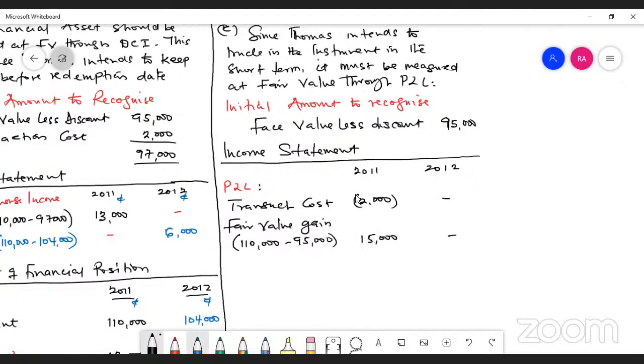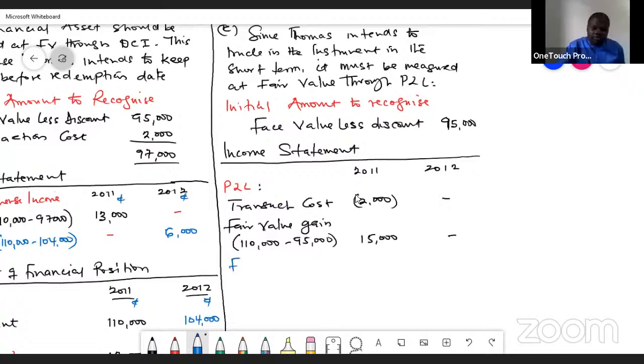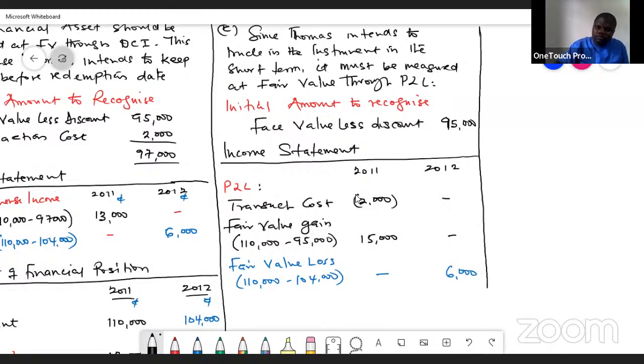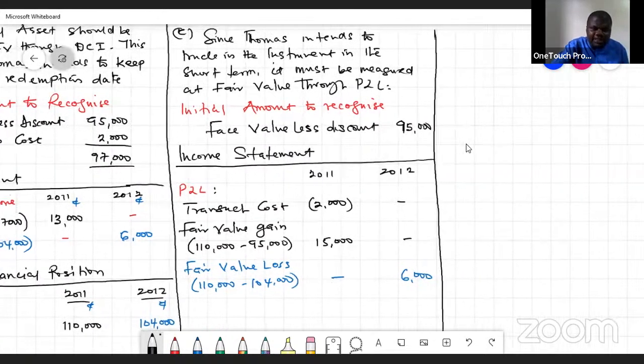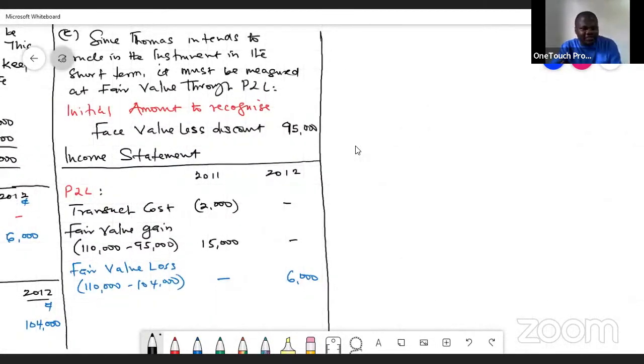Then we recognize fair value loss. Fair value loss is 110,000 minus 104 in 2012. So that will be how much? 6,000. So very simple. In the statement of financial position, this person is to illustrate all the three classifications and how it works. Okay. No examiner will give you this one. It will not be plenty like that.